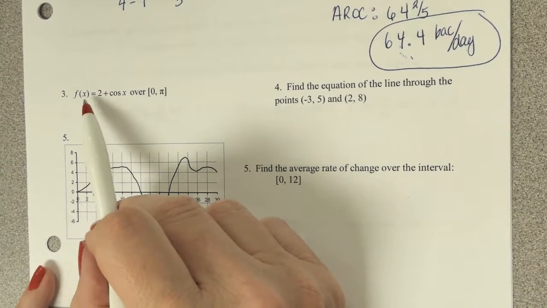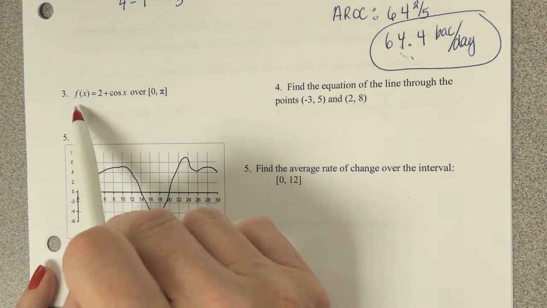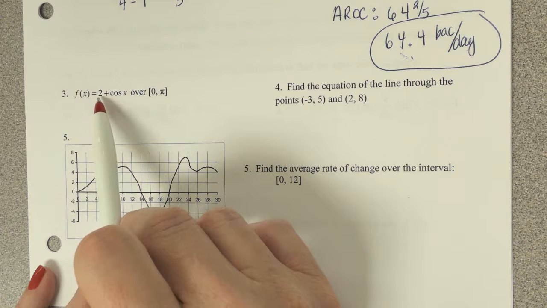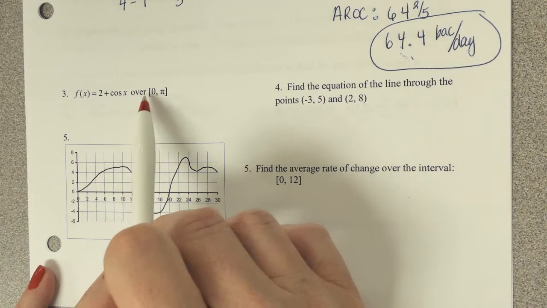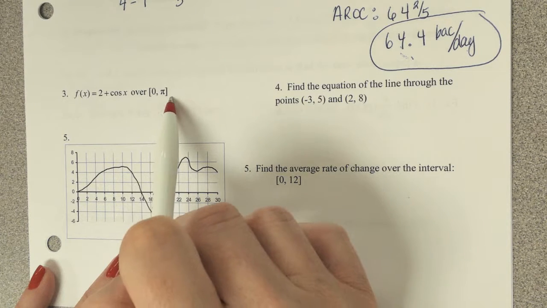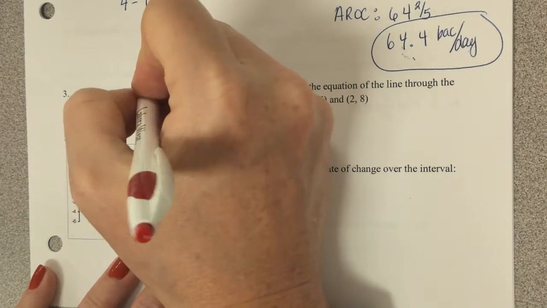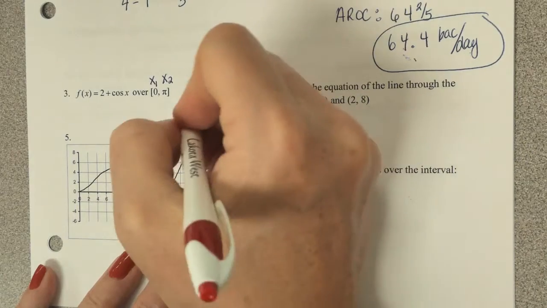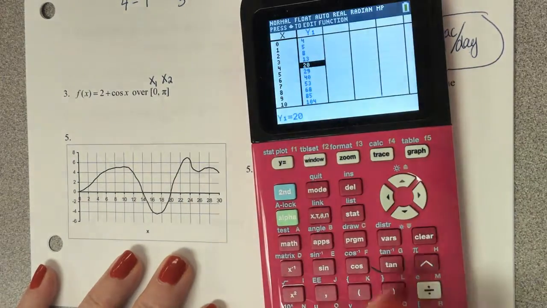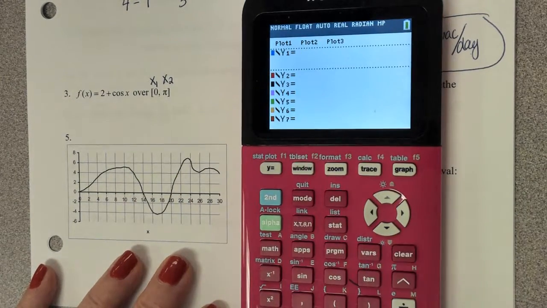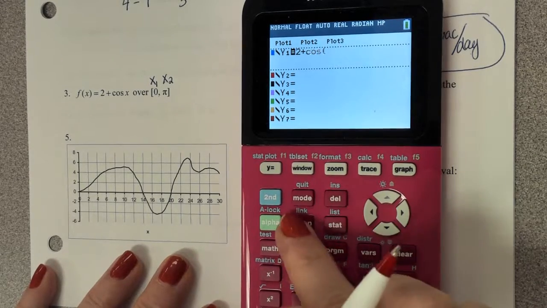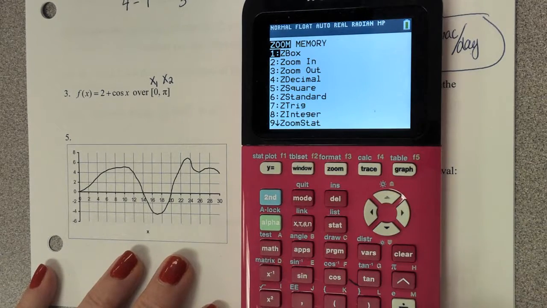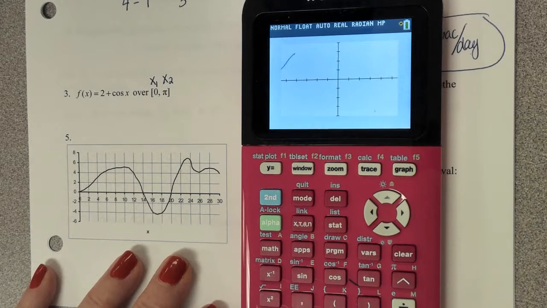All right, for number 3, we're asked to find, here's our function, f of x equals 2 plus cosine x over this interval from 0 to pi. In this case, this is x sub 1, this is x sub 2. So here's what we're really looking at. If I wanted to graph this on the calculator, I could go to y equals, do a zoom trig, and here's the way the function looks. It's a cosine curve shifted up 2 units.